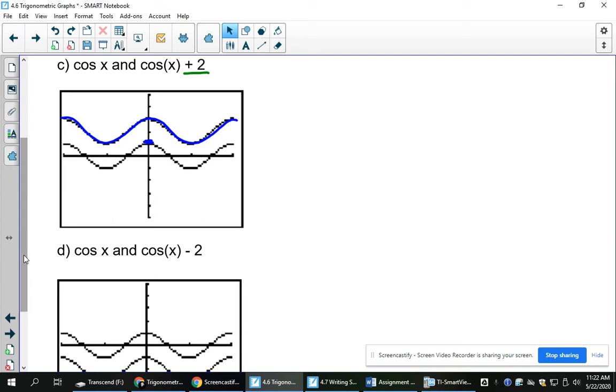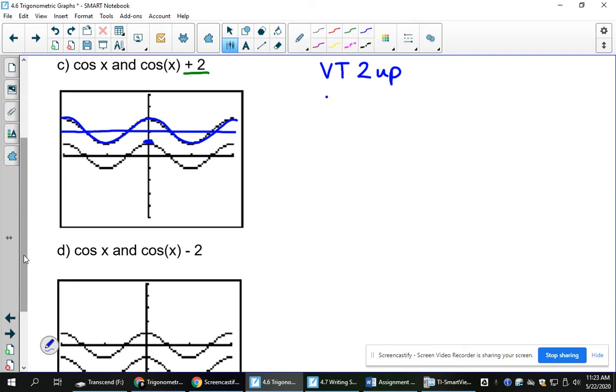So let's talk first terminology. This is a vertical translation 2 up. What did that change? Not only did the graph move up, but the original median also moved up too. So where would the median be now? If it was at 0 before, now it's at 2. Remember, the median is the d value, the value that you add on the end there.